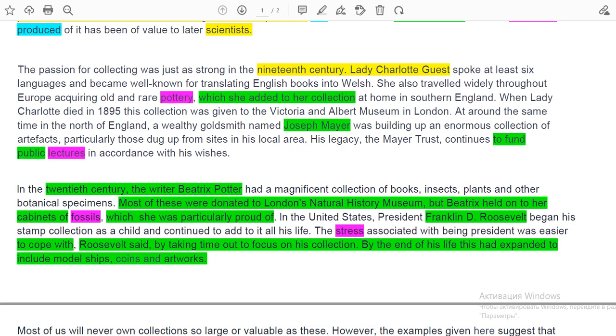When Lady Charlotte died in 1895, this collection was given to the Victoria and Albert Museum in London. This is museum. So she left it to a museum.